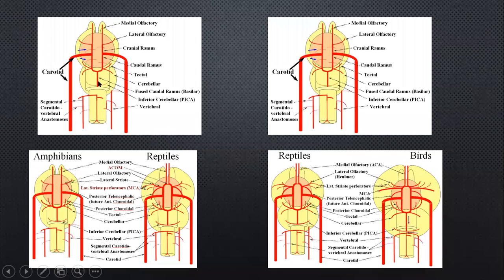And this is just to show again what has happened between the fishes down to amphibians to reptiles, and reptiles to birds. And I don't really want to go into too much of the complexity of this, but try and understand that the middle cerebral artery is a branch of the lateral striate, lateral olfactory artery, which develops later on because of the increasing demands of the growing neocortex.